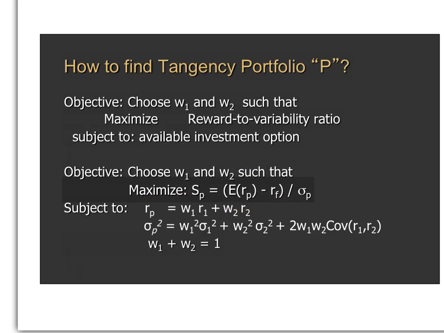So set up the Lagrangian equation, differentiate with respect to the choice variables, which are the allocations to the stock or to the bond, W1 or W2, obtain the first order condition, equate it to 0, and then solve in order to obtain W1 star and W2 star.